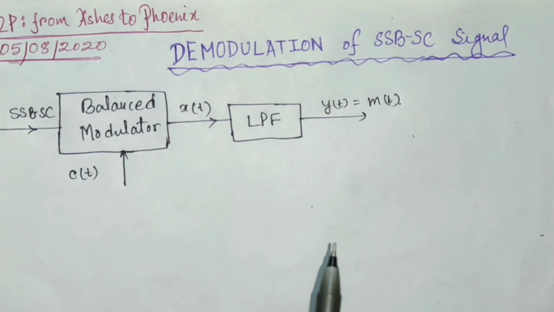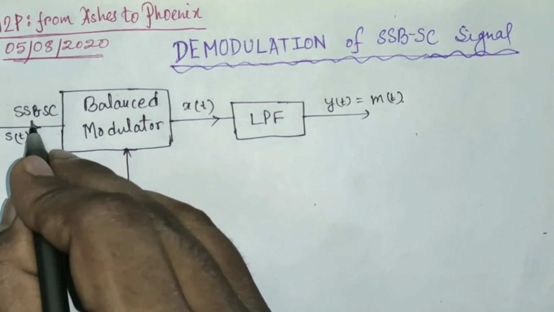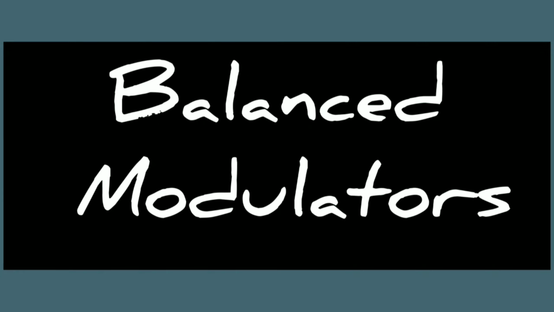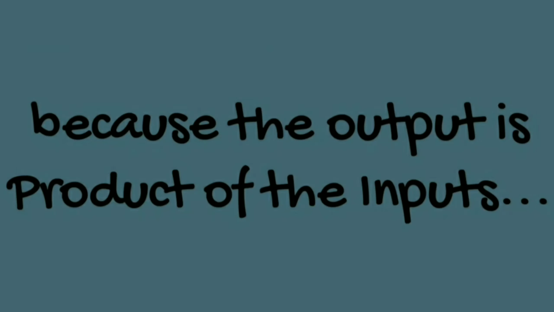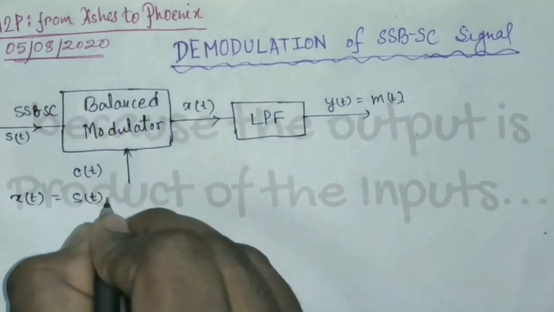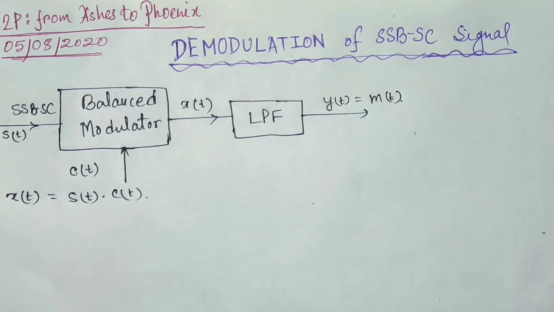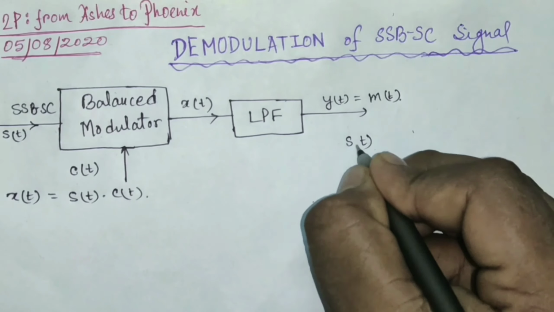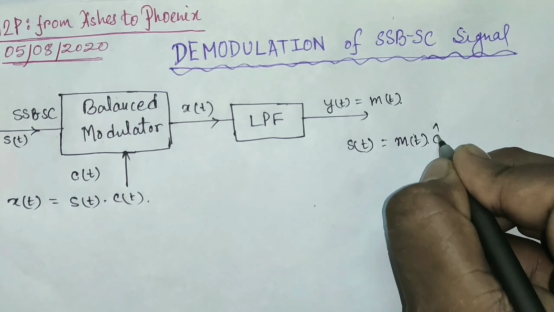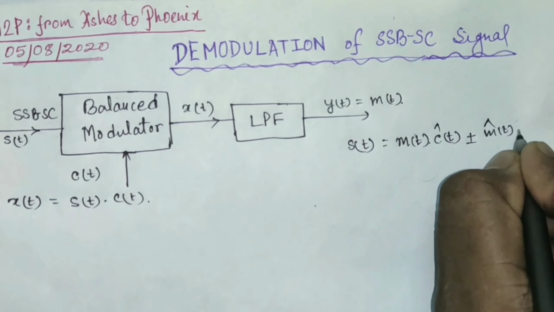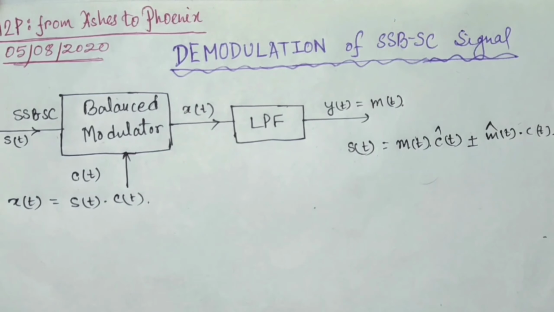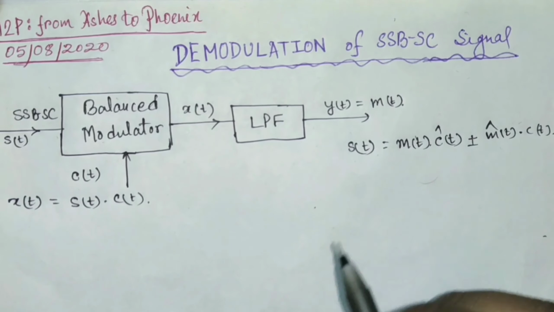So let us demodulate this SSBSC signal. Suppose the single sideband suppressed carrier signal is s(t). As we have already discussed, balanced modulator is a product modulator, so x(t) will be s(t) into c(t), and I have generated the SSBSC signal using phase shift method. So s(t) is m(t) into c hat(t) plus or minus m hat(t) into c(t). If you remember, in Hilbert transform we discussed that when a signal is passed through a Hilbert transform, the result is represented by giving a hat.